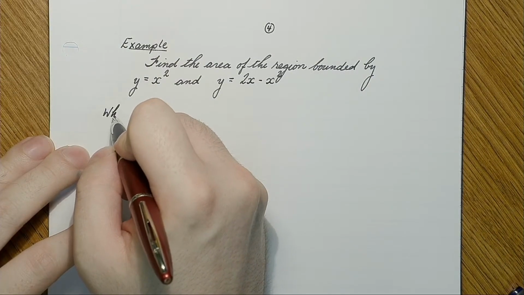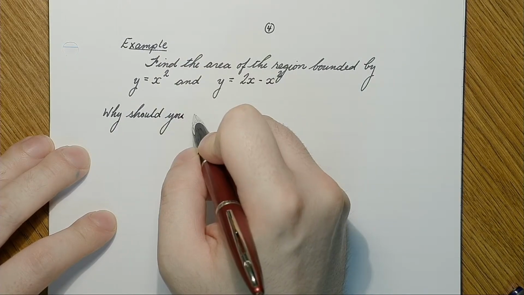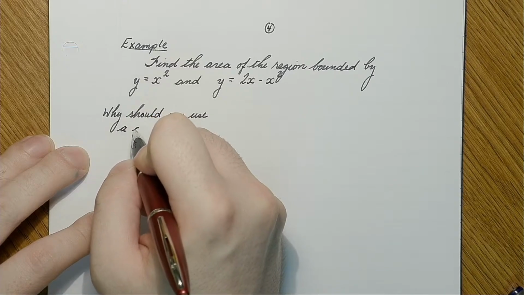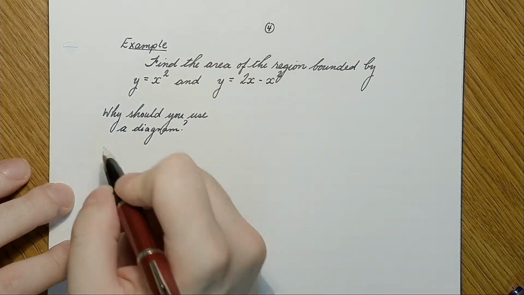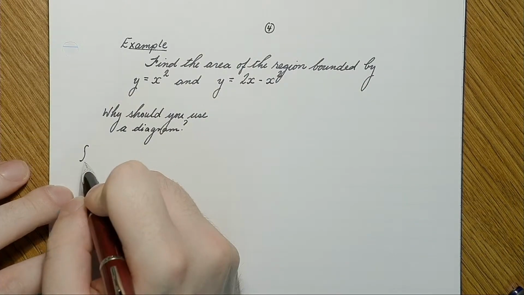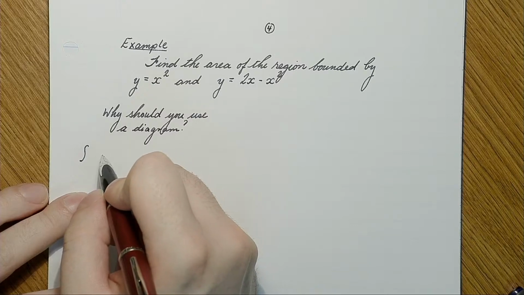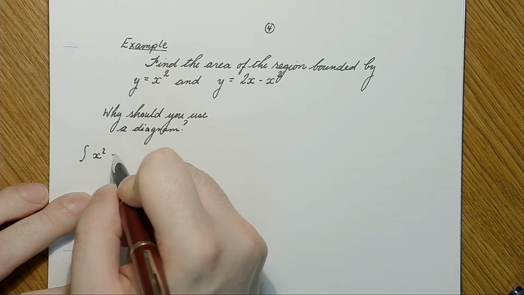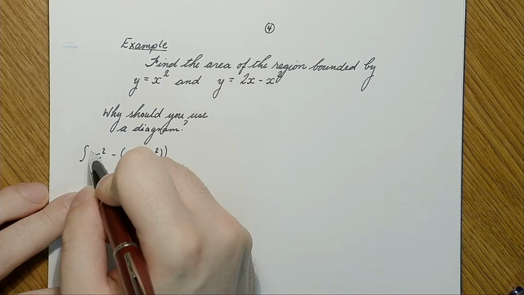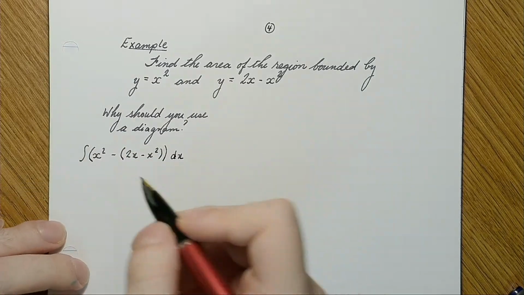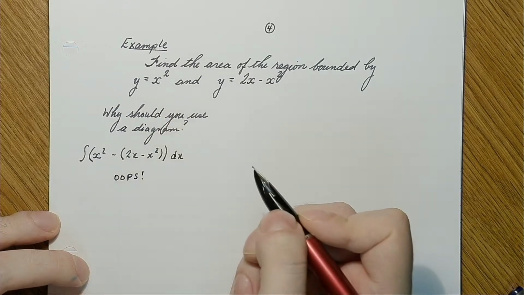So again, you could just start to do the indirect or the direct method, and you could go, okay, I'm going to subtract x squared minus 2x minus x squared, and immediately you would have an oops.